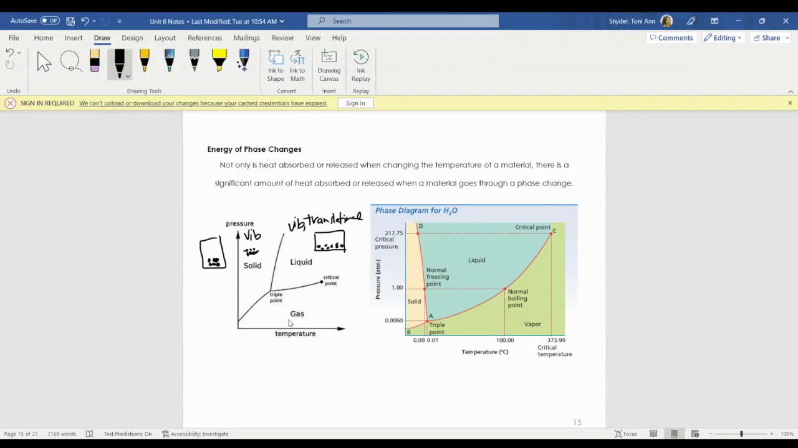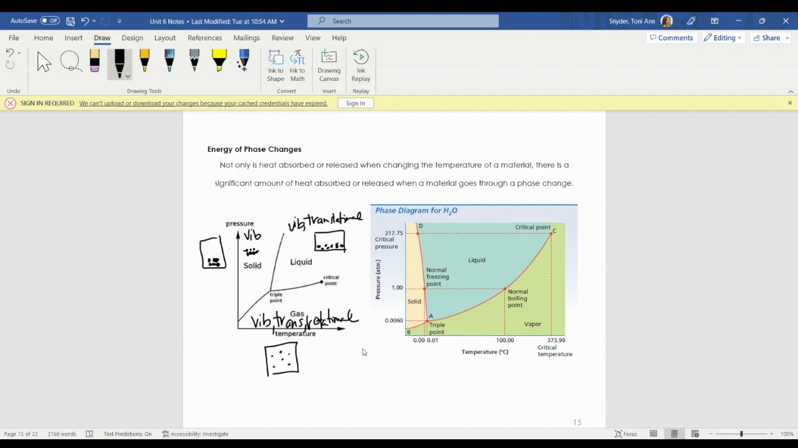Gases, on the other hand, have even more energy. They have vibrational energy, translational energy, but they also have rotational energy. If I were to draw what gas particles look like, these particles are very far apart relative to their size. If you remember the kinetic molecular theory, they're in constant, rapid, random motion. They hit the walls of the container, and there's no net loss of energy. But gases have a lot more energy than solids and liquids do.